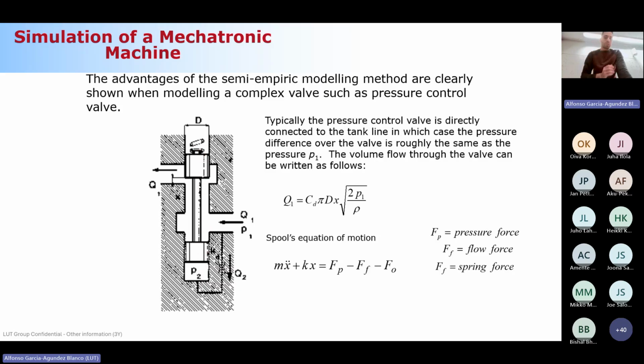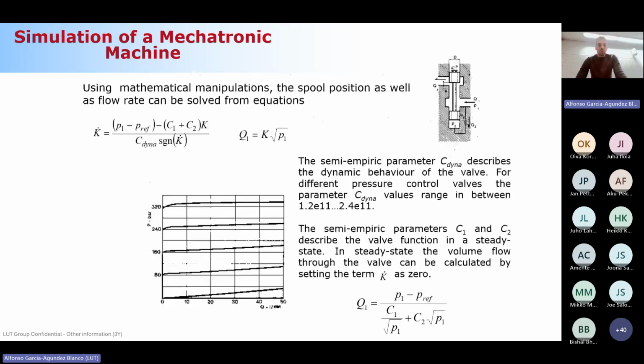The idea that I want you to understand is that the spool equation of motion is complex, and controlling the motion of this valve is difficult working with this differential equation. But there is a method called the semi-empirical modeling method, which we have already used with the directional control valve and the throttle valve, that simplifies this modeling. So instead of working with this equilibrium equation in the spool, you can simplify the control of this valve using these two equations, okay?